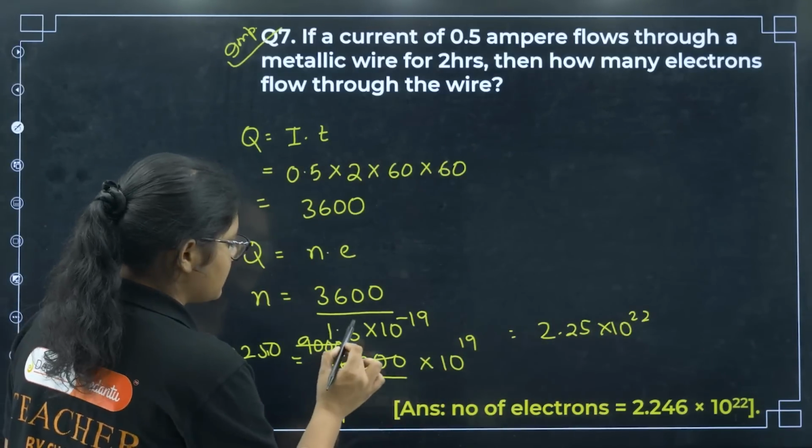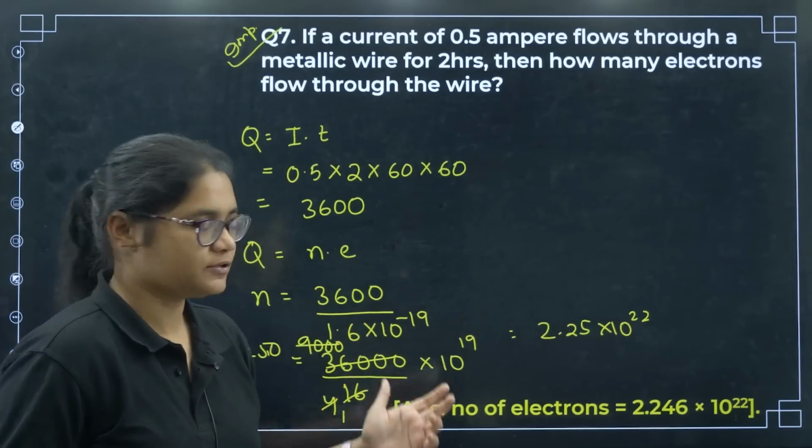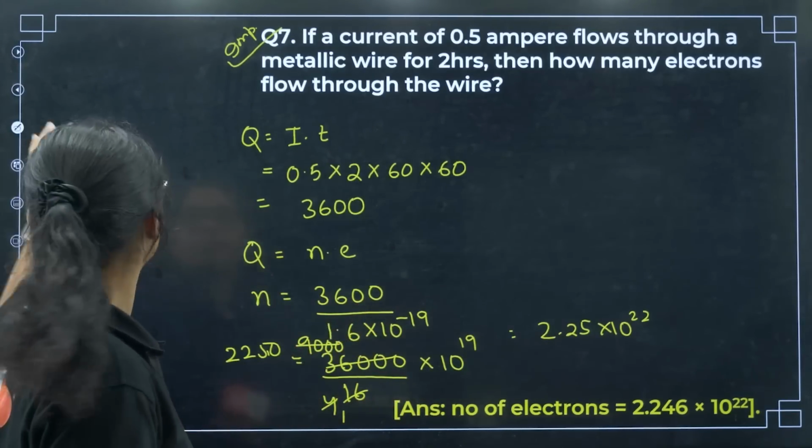Here a small difference is coming because I have taken it only as 1.6. The actual value is 1.67. So if you do the calculation, you can take the exact value.